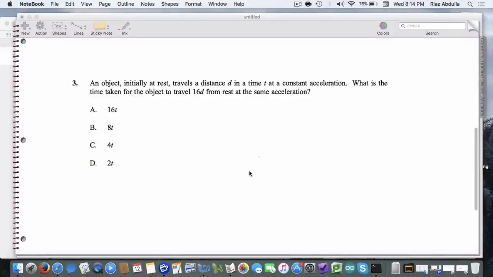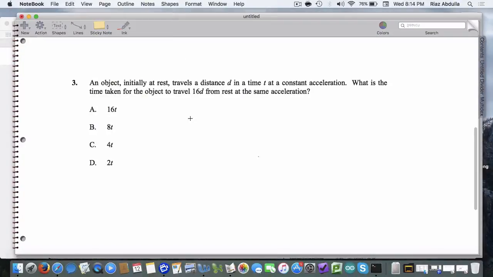All right, we have an object initially at rest and it travels a distance d in a time t. We want to know the time taken to travel 16d. So d is going to be 1/2 a t squared. Now let's get the time for this. When we isolate, we're going to get the square root of 2d over a is the time for the first one. Now let's compare that if we travel 16d.